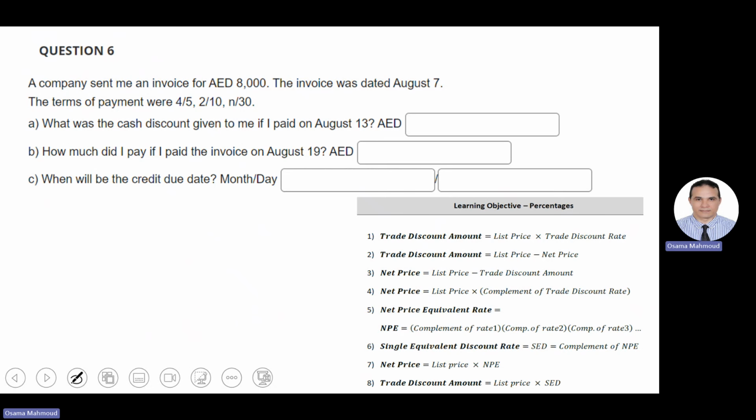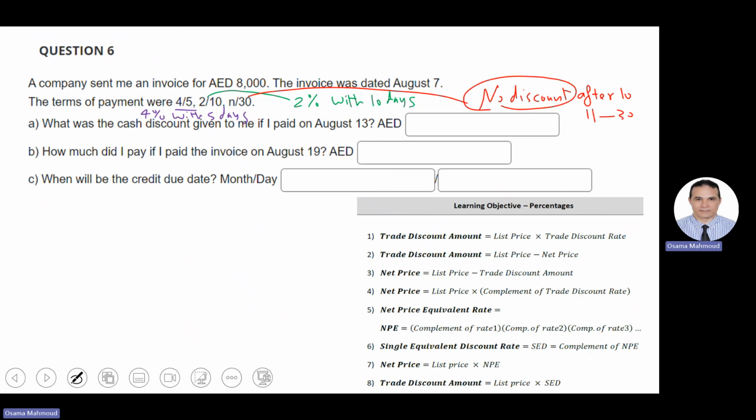Now, here's a company, how to read this one? Yeah, this is different from the previous one. He will get 4% if he pays within 5 days. And the second one, he will get 2% if he pays within 10 days. And he has no discount if he pays after 10 days, so from 11 to 30 days, no discount.